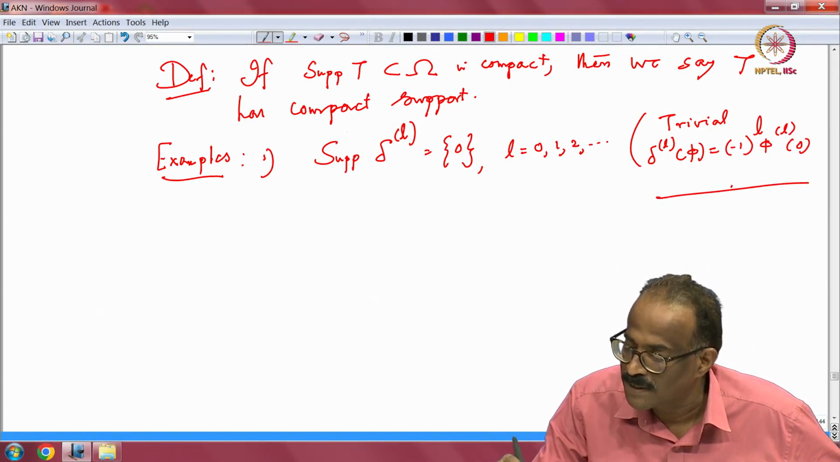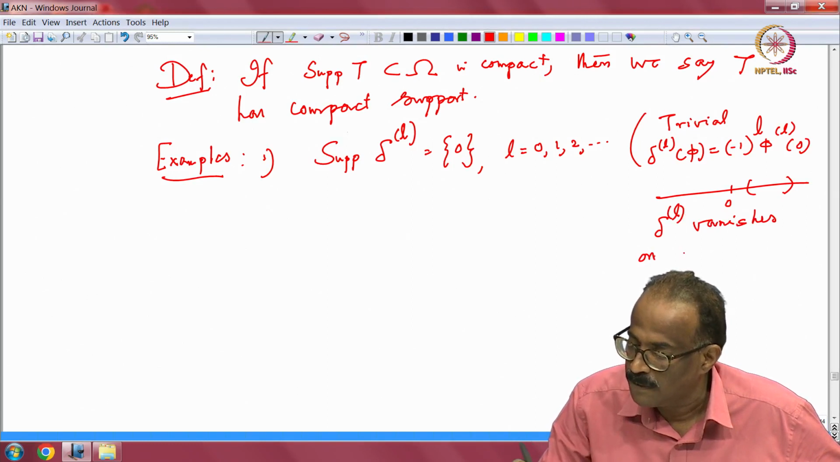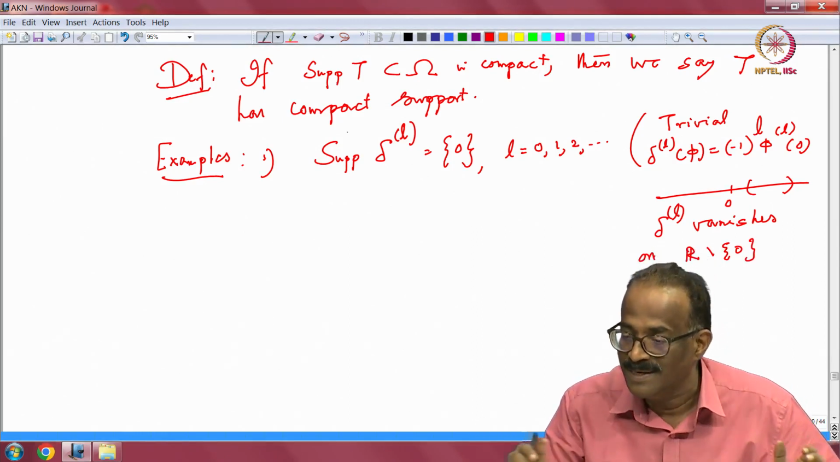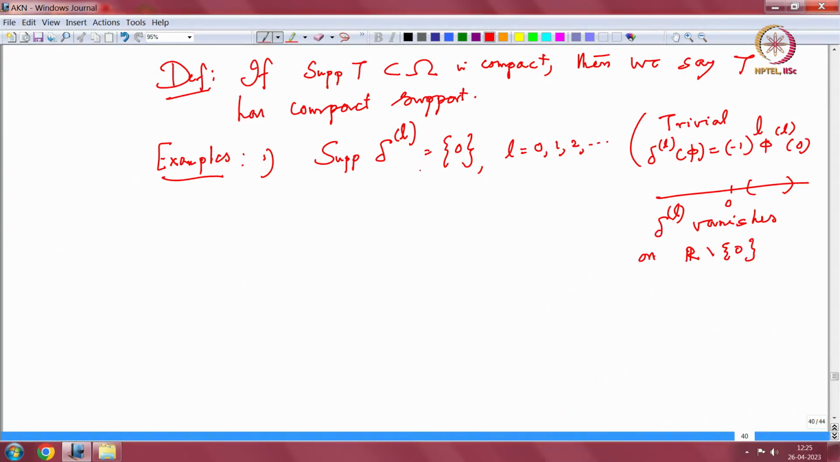So, if you have your function here, you take any open set. Delta L vanishes on R minus 0, which is an open set, and this is the largest open set; it does not vanish away from it. If phi at 0 is not zero, it is a definition, you see. So, that is one thing.